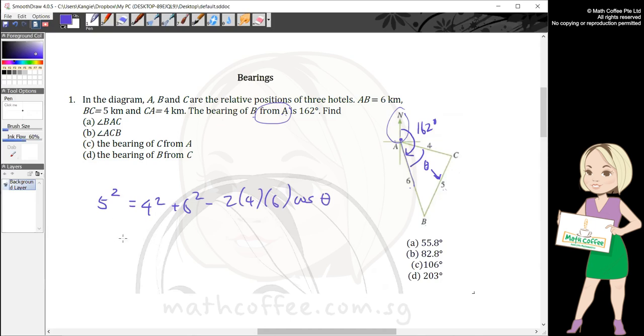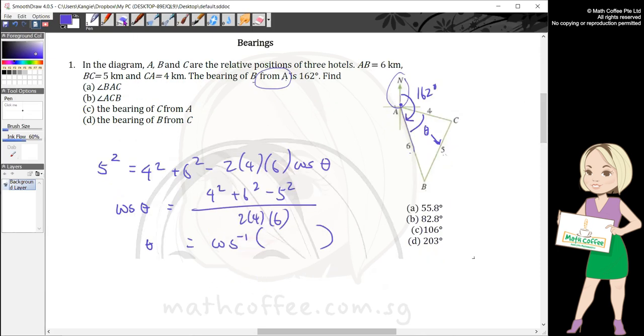So remember, just like I said, after that this is the same number, 25. Okay, this one I just leave it to you. So cosine theta equals to blah, blah, blah. What I do is I'm going to do this. This one bring over, 4 square plus 6 square minus 5 square divided by 2 times 4 times 6. And then your theta will be cosine inverse of the whole chunk. Okay, so I leave it to you. I will just roughly tell you how to do this.